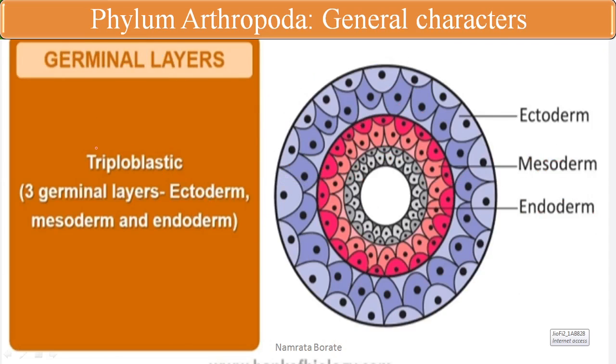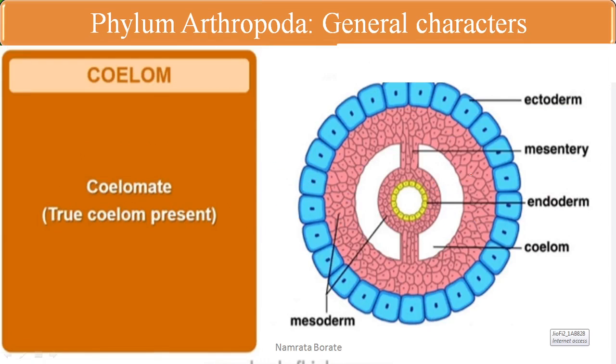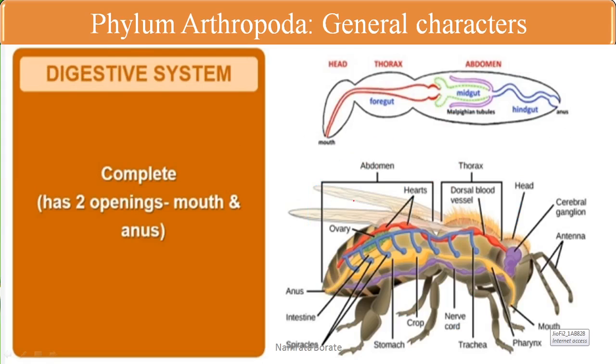The next characteristic is that the organisms are triploblastic, means there is a presence of ectoderm, mesoderm and endoderm. Three distinct germ layers are there, so these organisms are triploblastic. There is a presence of the true coelom, that's a true body cavity which is present between the body wall and the alimentary canal. The next characteristic is about the digestive system. It's a complete type of digestive system, that is a distinct mouth and a distinct anus.